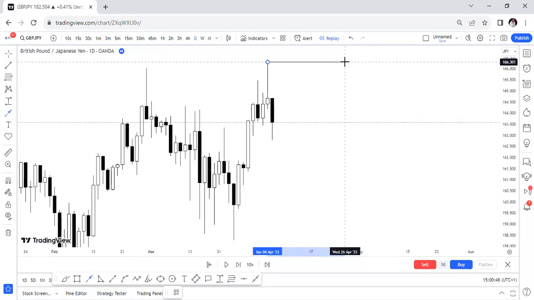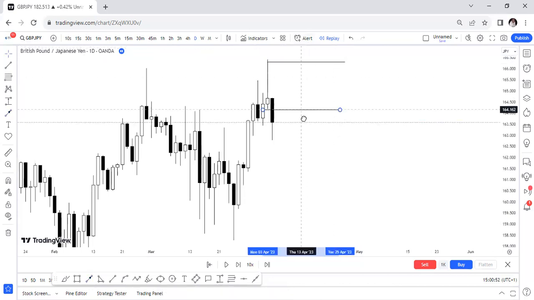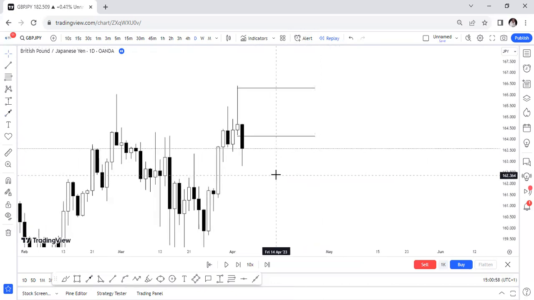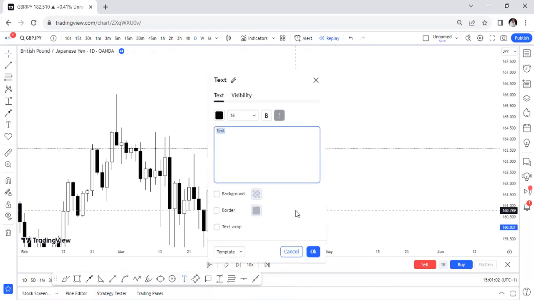So you have to be very careful the way you mark your zone, so it won't be too large. It's a failed one, right? Failed one. Then what do you want to do now? We do the engulfing zone. Engulfing zone.